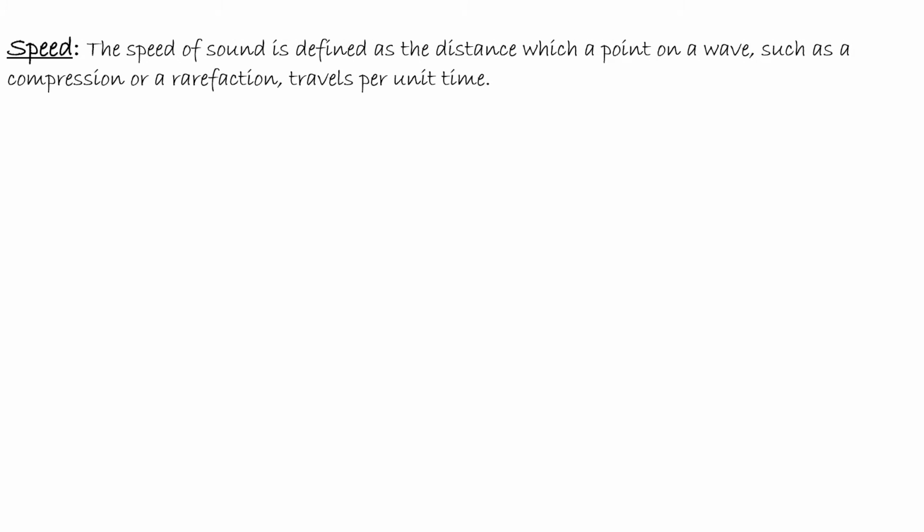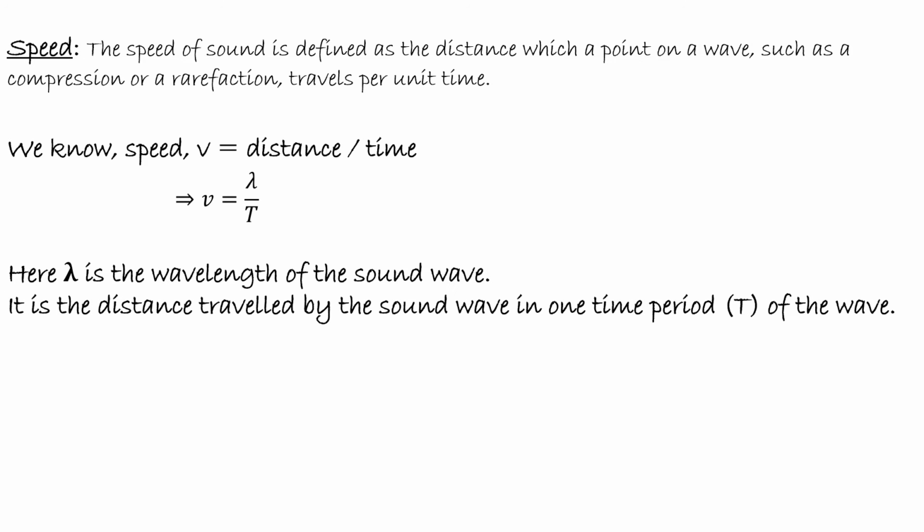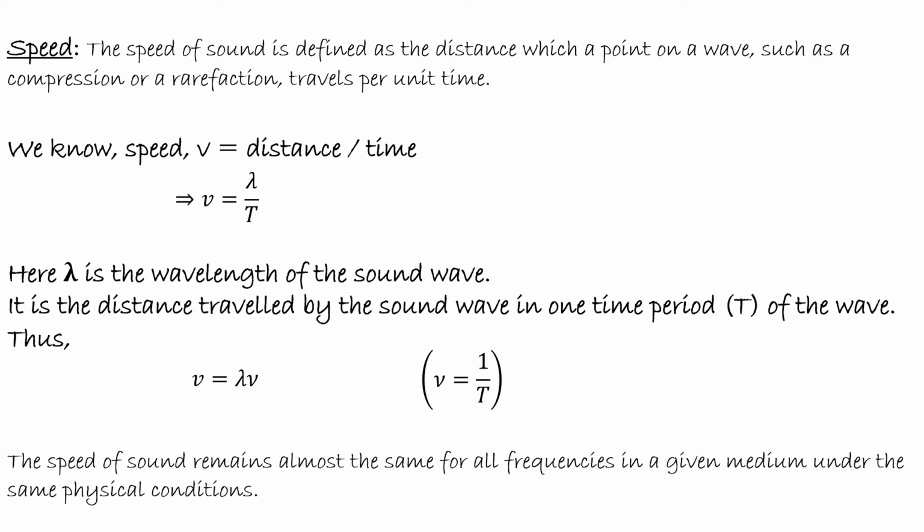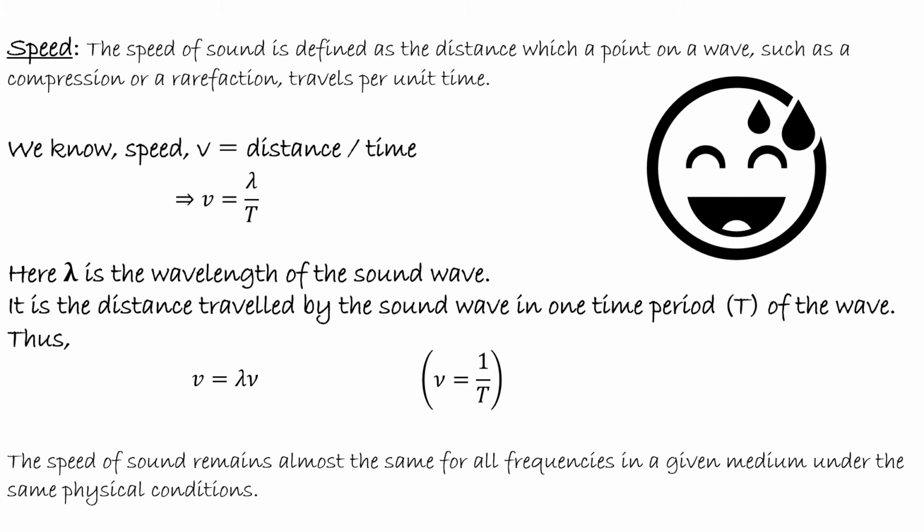Next, we see speed. Speed is defined as the distance which a point on a wave, such as a compression or rarefaction, travels per unit time. We know that speed is equal to distance divided by time, and this follows from the definition: v is equal to lambda by T, where lambda is the wavelength, the distance traveled by sound in one time period of the wave. Rewriting 1 by T as nu, we get v is equal to lambda nu, that is, speed is equal to wavelength times frequency. The speed of sound remains almost the same for all frequencies in a given medium under the same physical conditions. Whew, that was a lot of text.